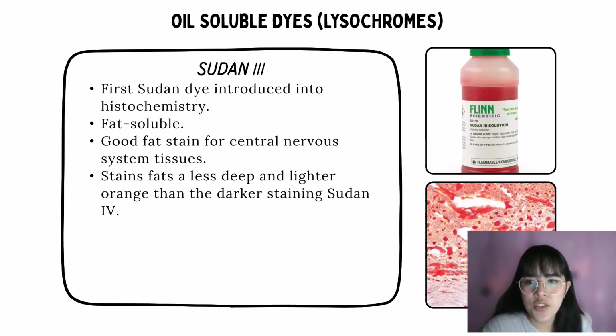Then we have Sudan 3. Sudan 3 was the first Sudan dye to be introduced into histochemistry. It is also fat-soluble and is good as a fat stain for central nervous system tissues, giving a less deep and lighter orange stain compared to the darker staining Sudan 4.